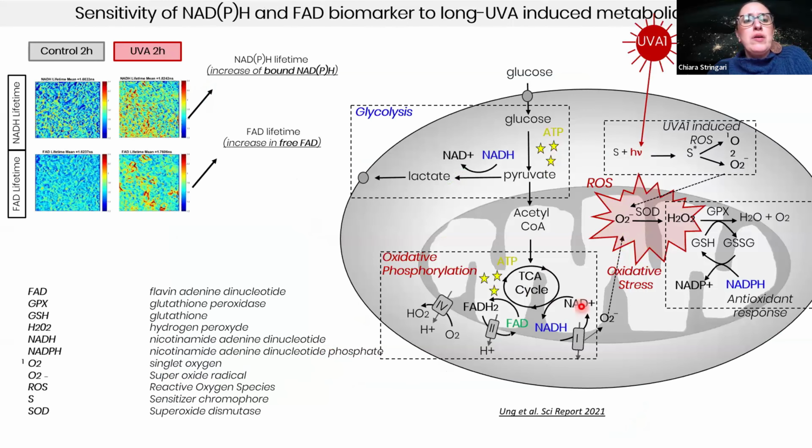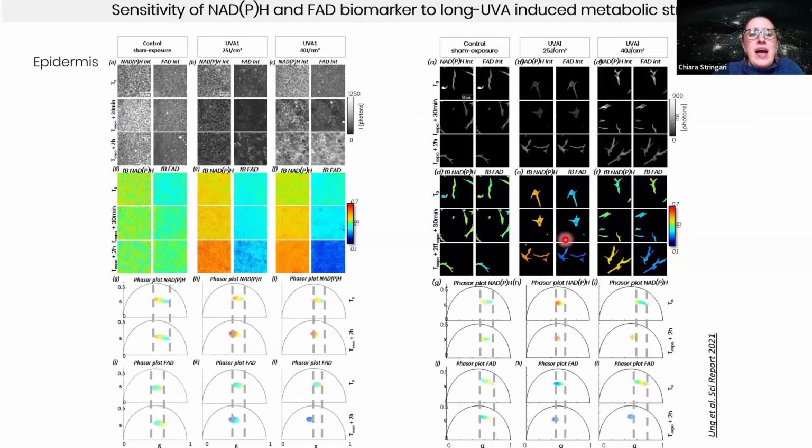So when we expose the reconstructed skin to UV light, we see an increase of the lifetime of NADPH and also of FAD. And we think that this is actually due to the oxidative stress that is induced by the UV light inside the cells. So we fully characterized this in the epidermis and also the dermis, so in different types of keratinocytes and fibroblast cell types, and also with different doses and at different times.